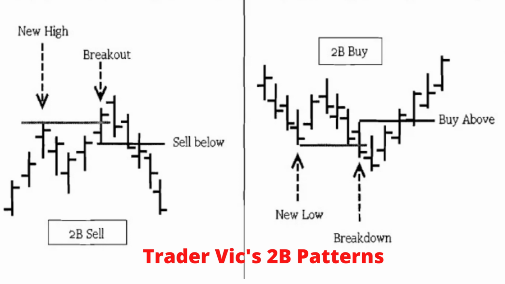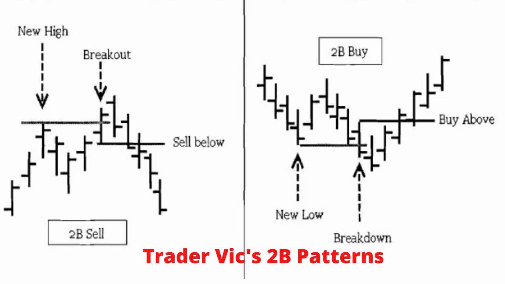Target. The target is usually the swing low prior to the new high for a 2B buy setup, or the swing high prior to the new low for a 2B sell setup. Stop. Protect your long trade's entry by placing a stop below the recent low and protect the short trade entry by placing a stop above the recent high.